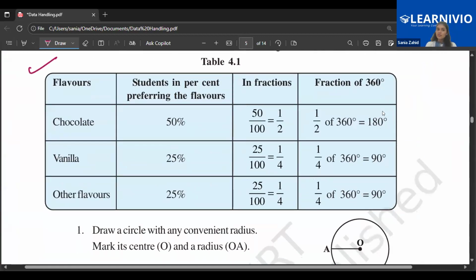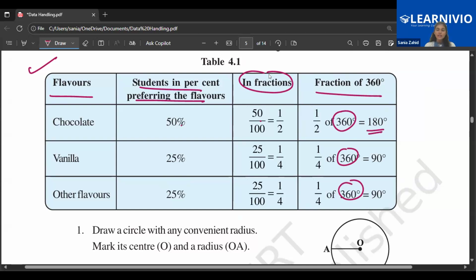First of all, you write what is given, flavors was given, the percentage was given. Now you convert that percentage to fractions. So we just learned how you convert percentage to fractions, divided by 100. Now you multiply the fraction with 360. See, 1 by 2 into 360, 1 by 4 into 360, 1 by 4 into 360. And whatever answer you get, like here you got 180 degree, 90 degree and 90 degree, that is the degree that you have to draw.